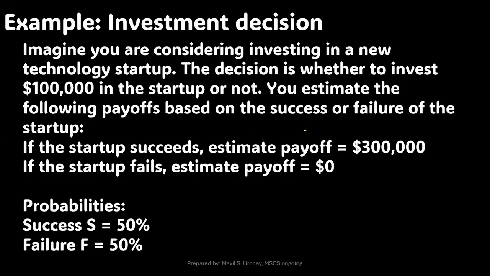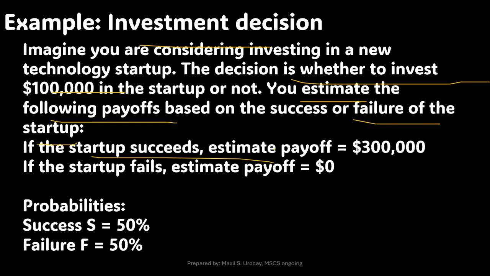Now, there is another example, for the investment decision example. Imagine you are considering investing in a new technology startup, where there is a decision whether to invest 100,000 in the startup or not. So you estimate the following payoff based on the success or failure of the startup. If the startup succeeds, the estimated payoff is 300,000. If the startup fails, the estimated payoff is $0. So if success, your probability is 50%. If failure, 50%.